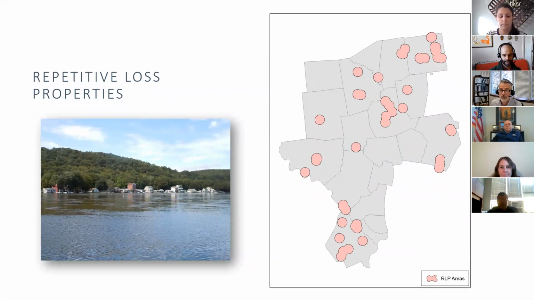So we get repetitive loss property data from the state, and we're able to look at that on a town-by-town basis. We're not showing exactly where those are for privacy reasons, but generally we can see where those repetitive loss properties are located. They're generally where you'd expect, in areas that are flooded regularly, in areas right along water bodies, things like that.